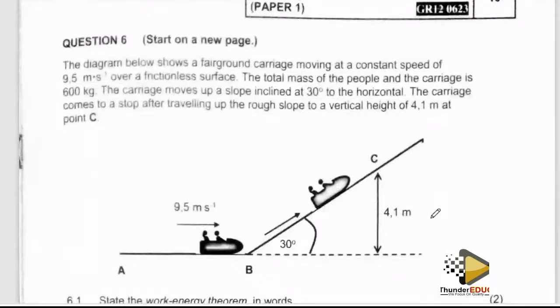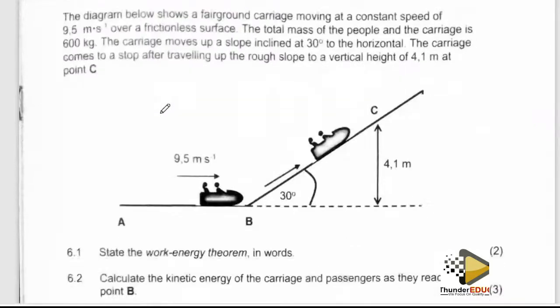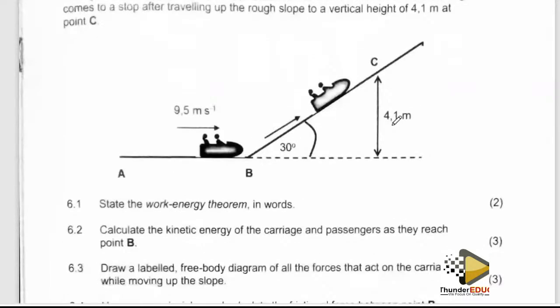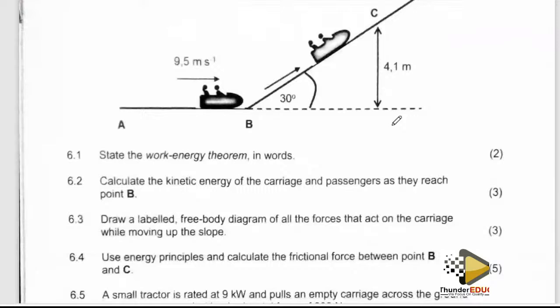Diagram below shows a fairground carriage that is moving at a constant speed of 9,8 on the frictionless surface. Total mass of the people and the carriage is 600 kilograms. Carriage moves up a slope that is 30 degrees to the horizontal, and it comes to a stop after traveling the rough surface of 4,1 meters at point C. Oh, vertical height, okay. Then they state the work energy theorem in words.